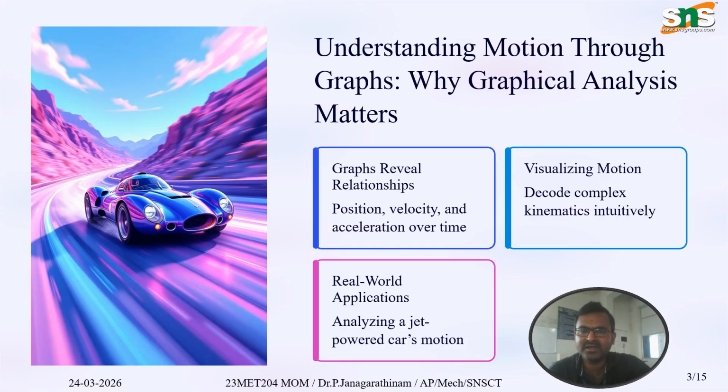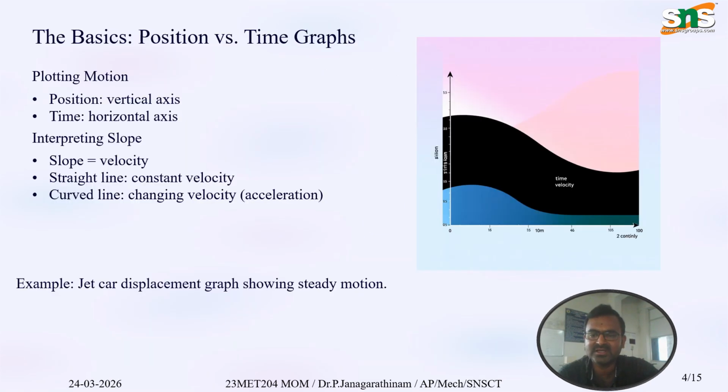Okay, so understanding motion through graphs, why graphical analysis matters. Graphs reveal the relationship between position, velocity and acceleration over time. Visualization of motion helps decode complex kinematic movements in real world applications, such as analyzing a jet powered car's motion. If the car is moving, what are all the motions, positions and velocities that may occur during the running of the car? We have to develop this by using velocity and acceleration methods.